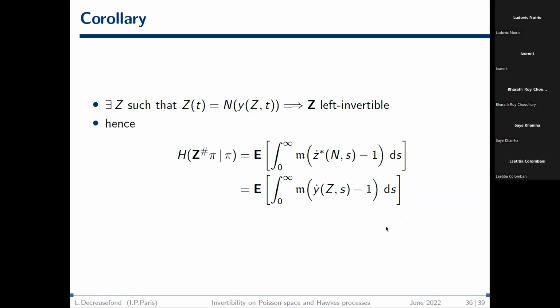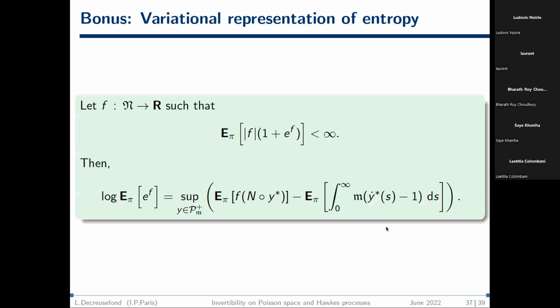Okay, the corollary is that the entropy of the image of pi by Z satisfies this equation. So you can compute the entropy of the image measure of your Hawkes process. And then you have a bonus, which is a variational representation of entropy. This is a problem which has been largely investigated for the Brownian motion.